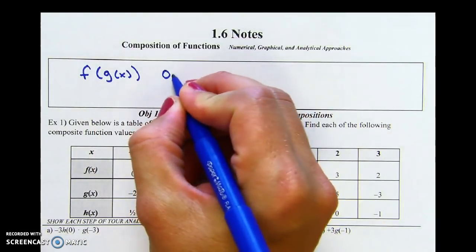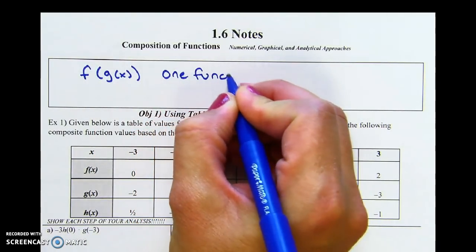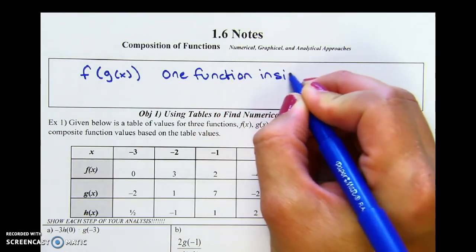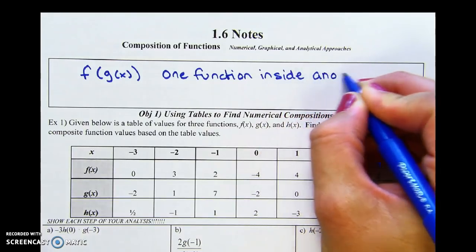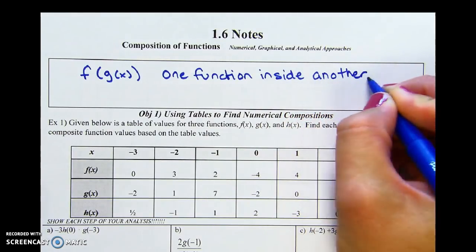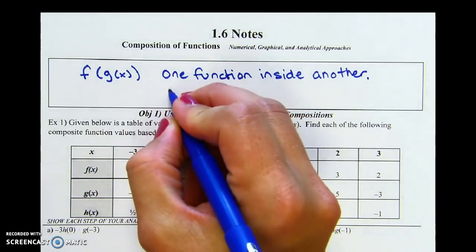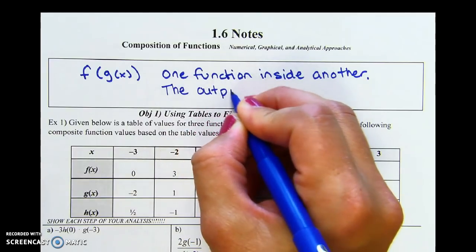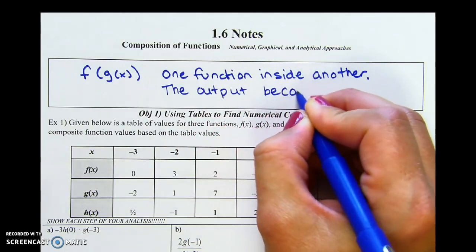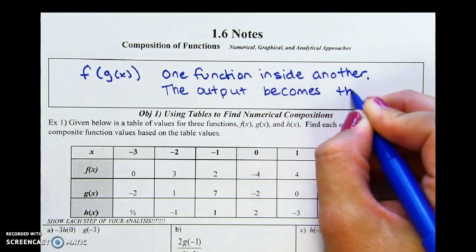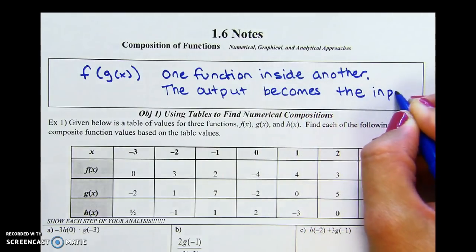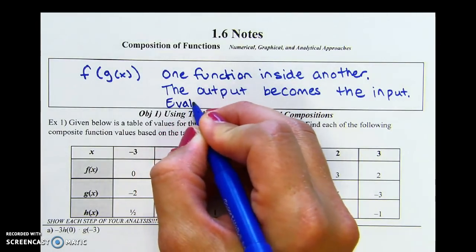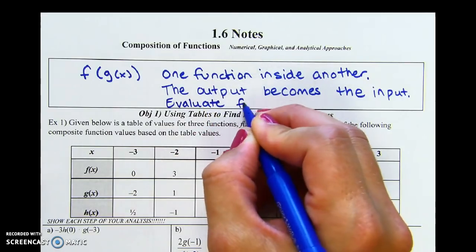inside. So one function, F-U-N-C-T-I-O-N, inside another, A-N-O-T-H-E-R. Okay? You can also say that the output of one becomes the input. Okay, the key here is always evaluate from the inside out.